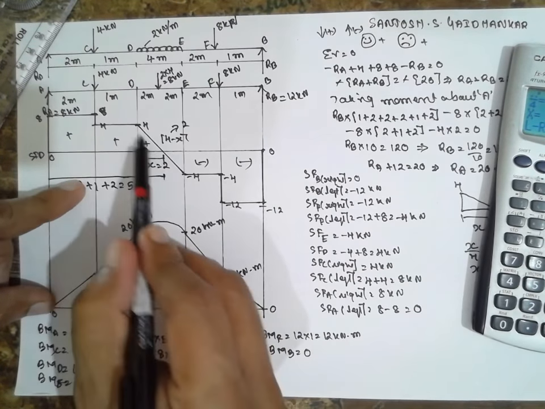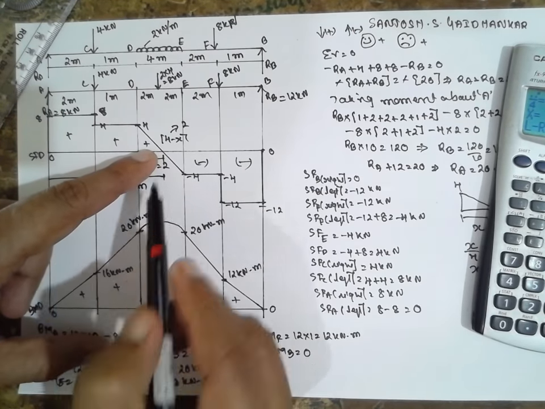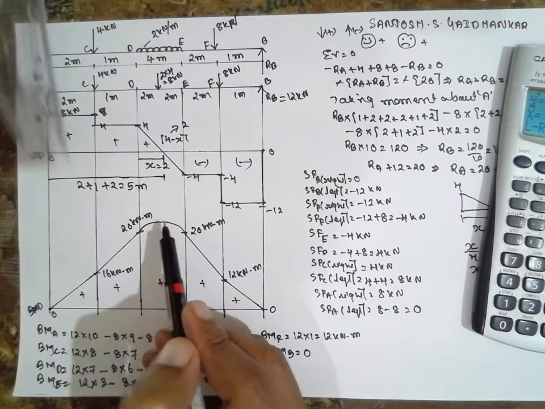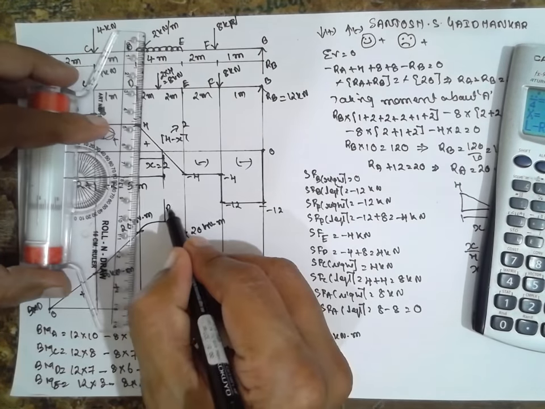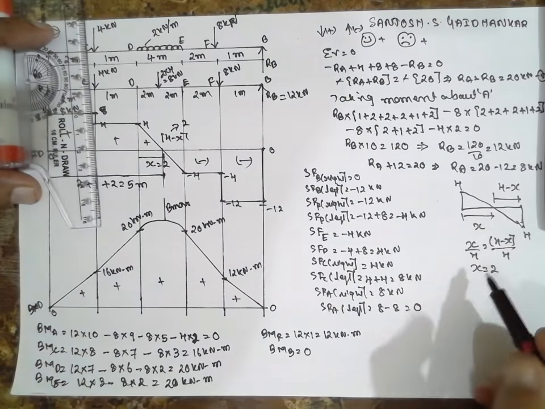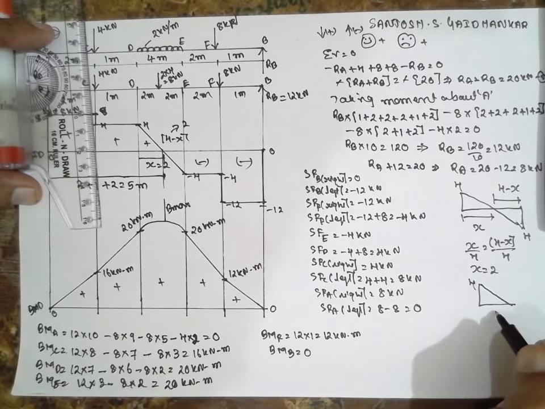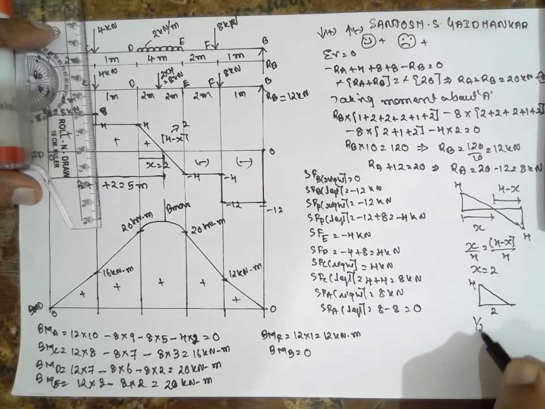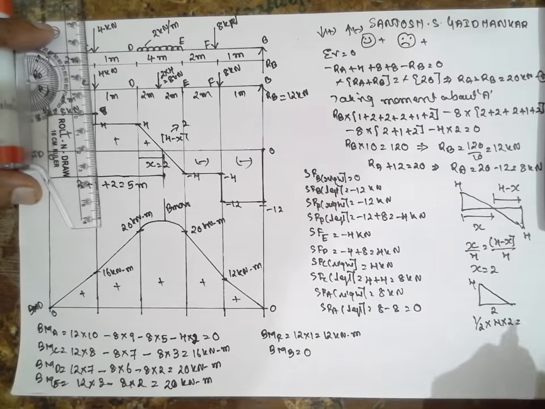Now the shear force is cutting from positive to negative. Therefore, as it cuts, the shear force becomes 0. When the shear force is 0, it will be maximum bending. You have to find out the maximum bending moment. How to find it? You have to find the area of the triangle. This is 4 and this will be 2. 1 by 2 into 4 into 2. You will get the area of triangle, that is 4.